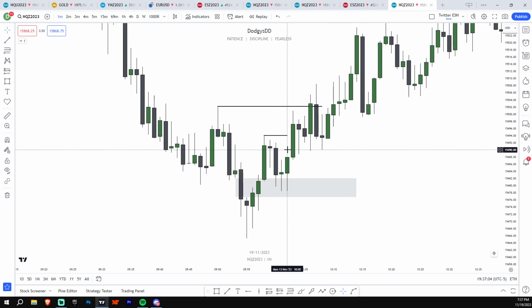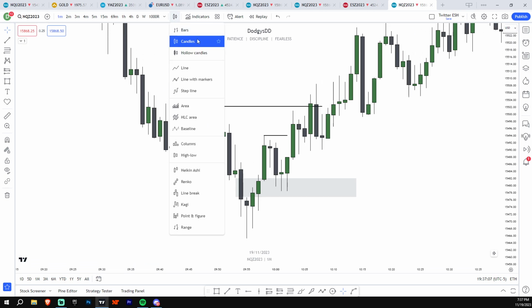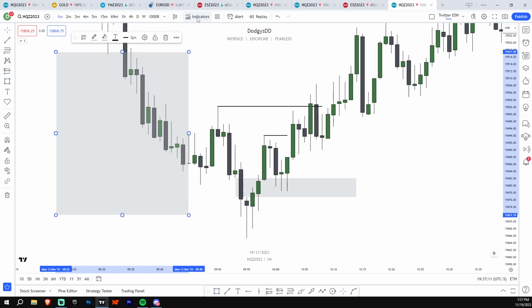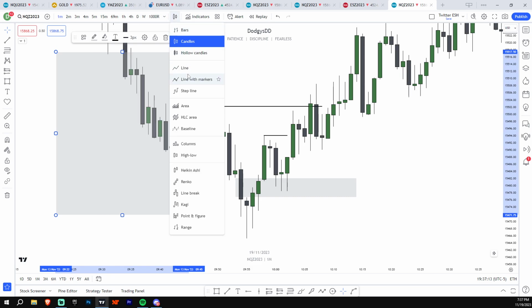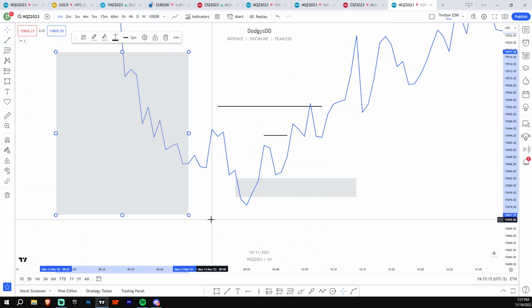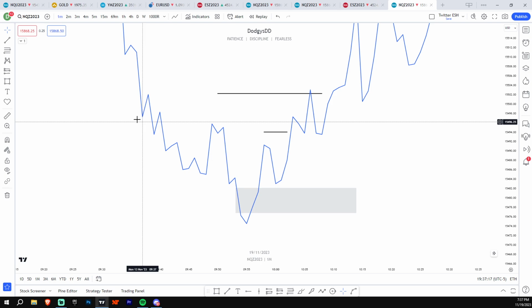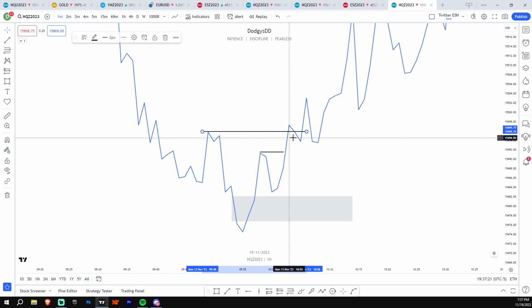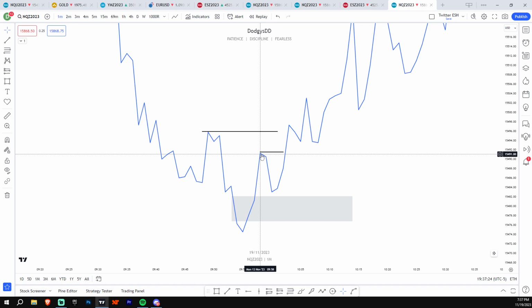What's a really good way to visualize this? I think a good way to visualize this is if you go to the line chart. So I'm just going to have a big box here. If we go to the line chart, you can see it much cleaner. Look at this. Do you guys see it much cleaner now? If we're looking at market structure, see how this is the last lower high? It was this, and then this is the last lower high. So you can move yourself to break even to this.